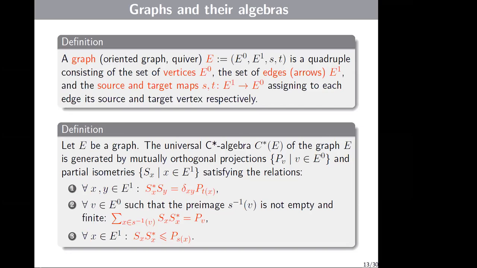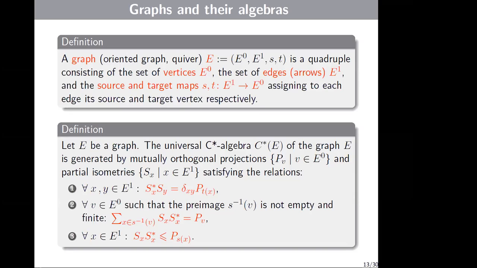If the labeling edge is in my subgraph, it's identity. If the labeling edge is outside of the subgraph, it's 0. Okay? So I have this canonical quotient map. I have my two sets of generators, and I kill all generators that are not labeled by vertices or edges from the subgraph. That's it. This is why it's a canonical quotient.